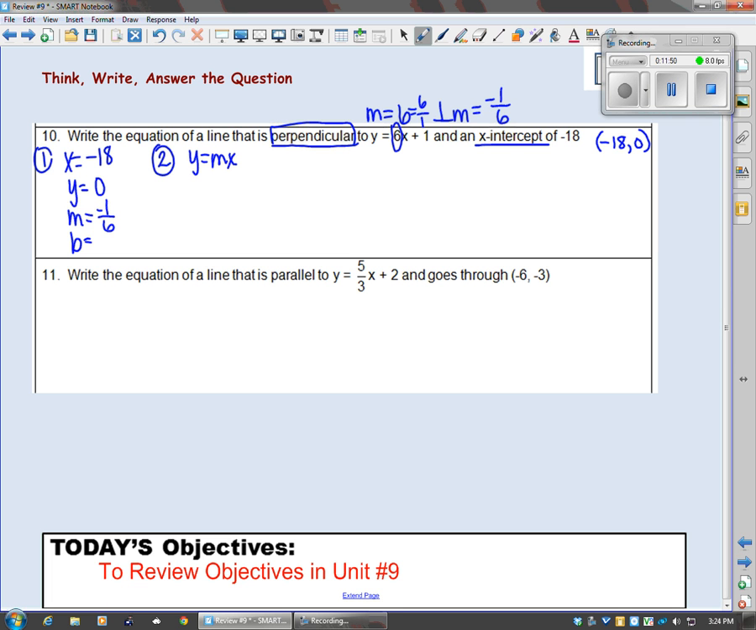y equals mx plus b, you're going to plug in. y is 0. Please put that there. Don't just ignore it and put nothing. You need that there as a placeholder. m is negative 1/6. x is negative 18. You're going to multiply m times x and get positive 3. When you subtract 3 from both sides, you're going to get negative 3 equals b.